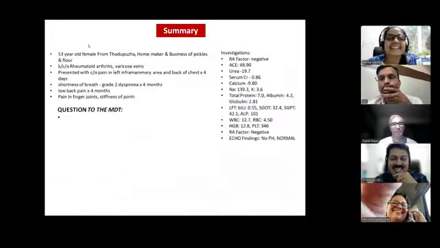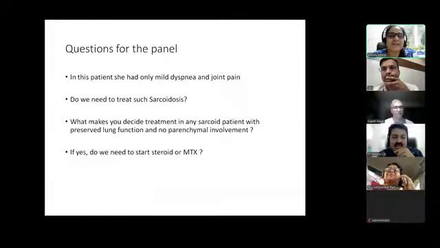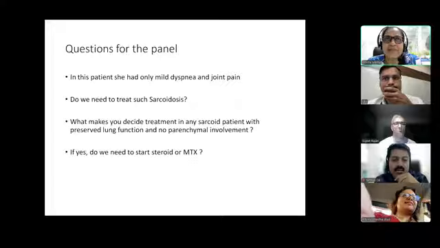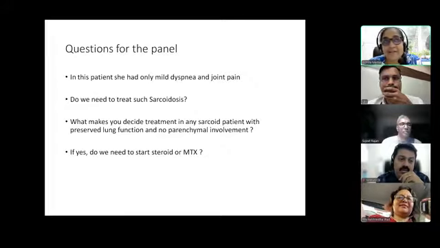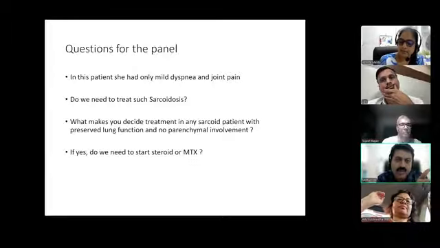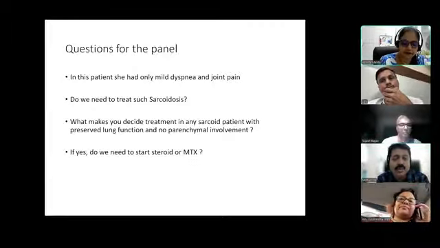So my questions to the panel: as Aparna brought out, whether rheumatoid arthritis can cause this, rheumatoid arthritis causing granulomatous inflammation. Mithun, do you agree with that? And in this case, the basic diagnosis of rheumatoid arthritis may be doubtful.